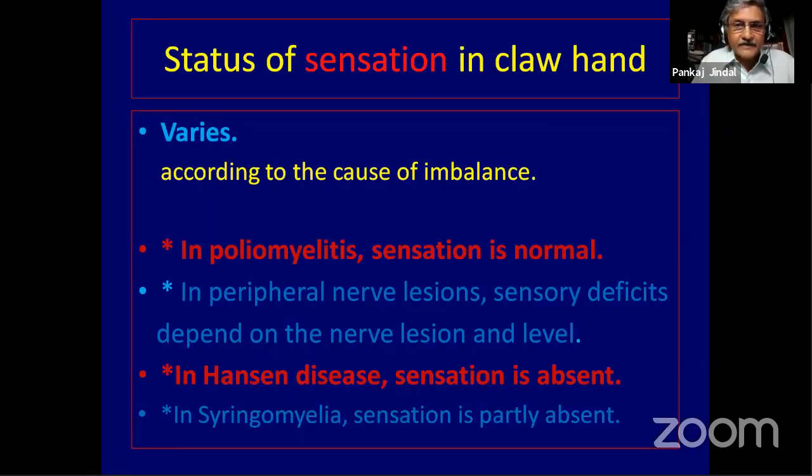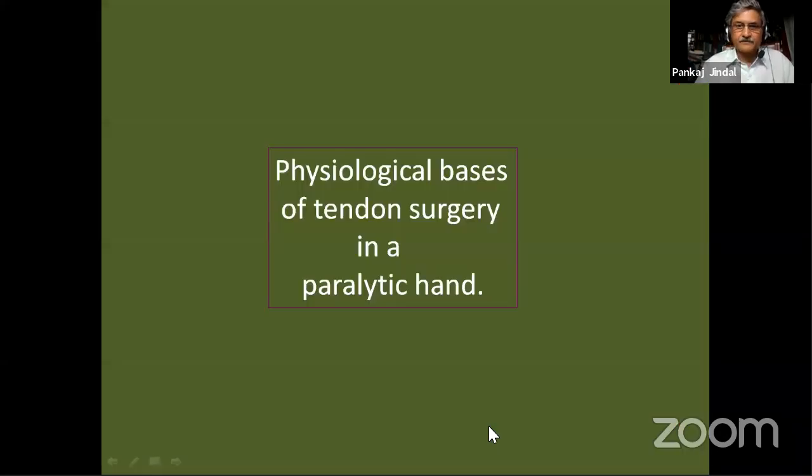Having identified the motor muscles which are affected or not affected, you come to the sensation. The sensation varies according to the cause of the imbalance. Like in polio, the sensation is normal. In Hansen's disease, leprosy, the sensation is absent. Whereas in peripheral nerve lesion, like a cut in the forearm, depending on the level, it may be variably affected. Similarly, in syringomyelia, the sensation is partly affected.